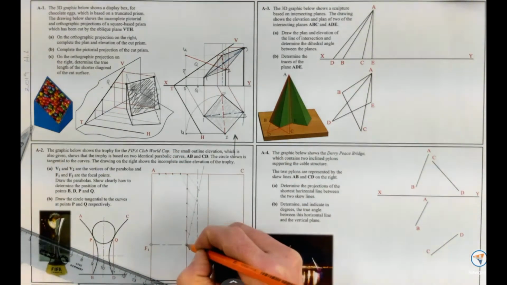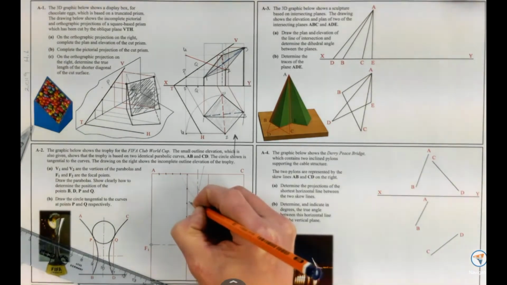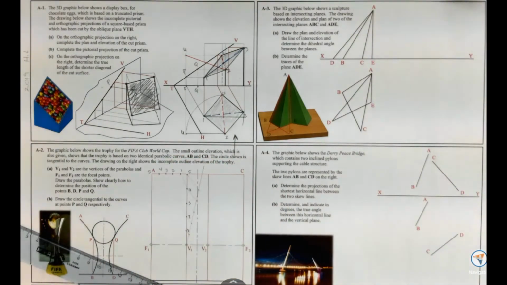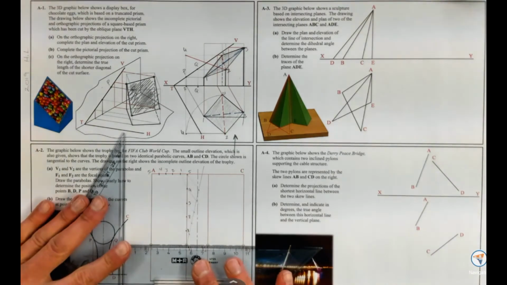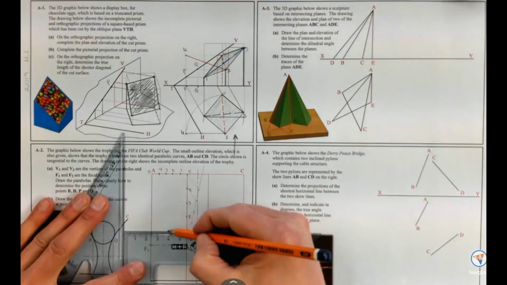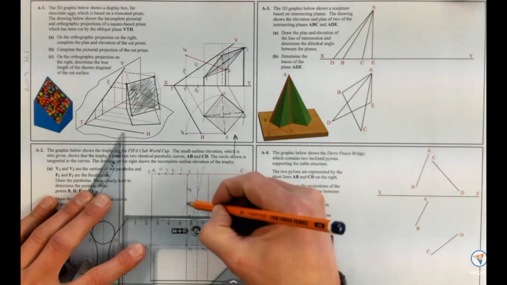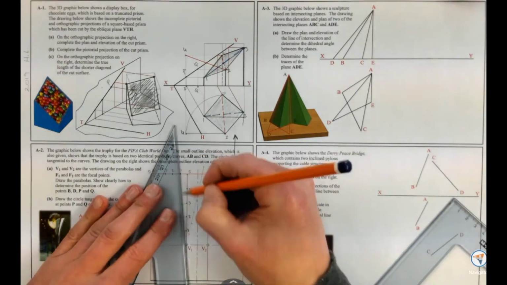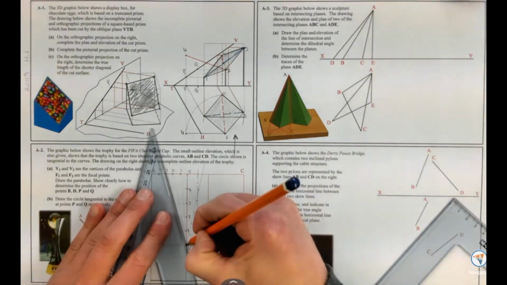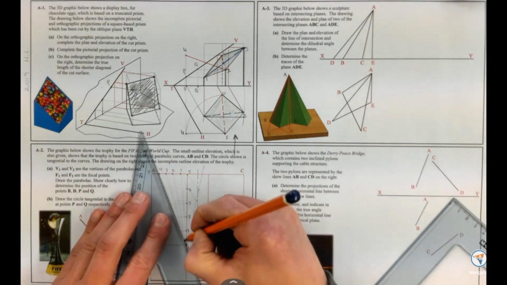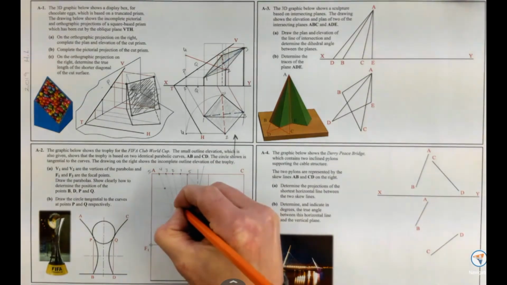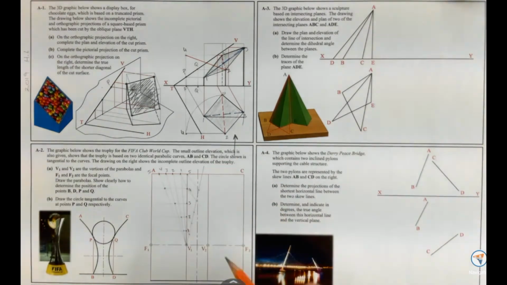Start from the vertex. 1, 2, 3, 4, 5. One set has to go parallel to the axis, which is my broken line. So I've got my set of points. The other ones join to the vertex. And my lines.